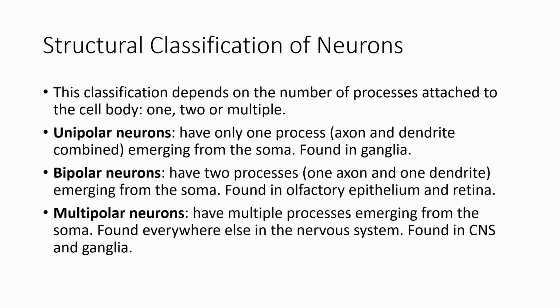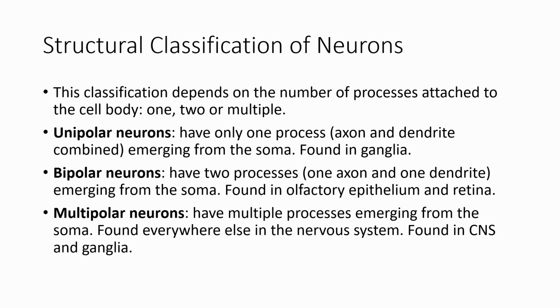In the case of the unipolar neuron, we have one process. That means the dendrites and the axons are combined together, coming from the soma. This is what we see when we look at ganglia. So we see that the cell body is in the ganglion, and then the process, the axon and dendrites, are coming from that, extending out.